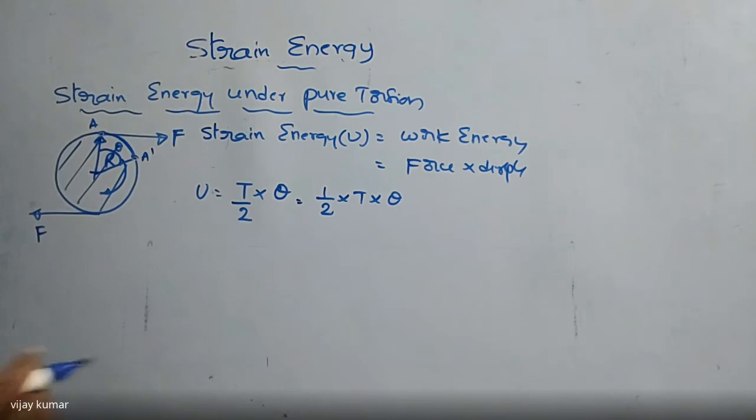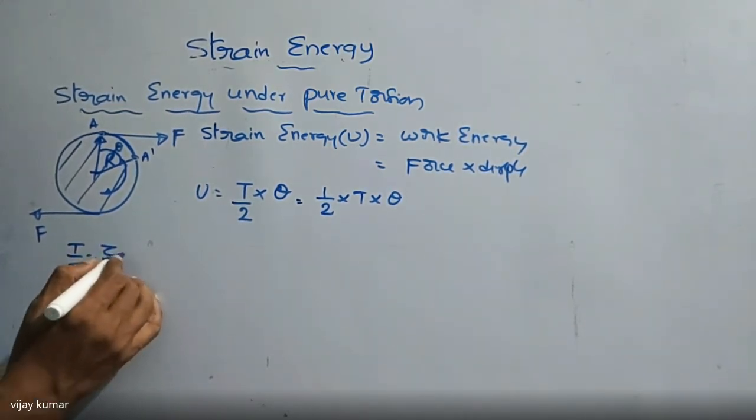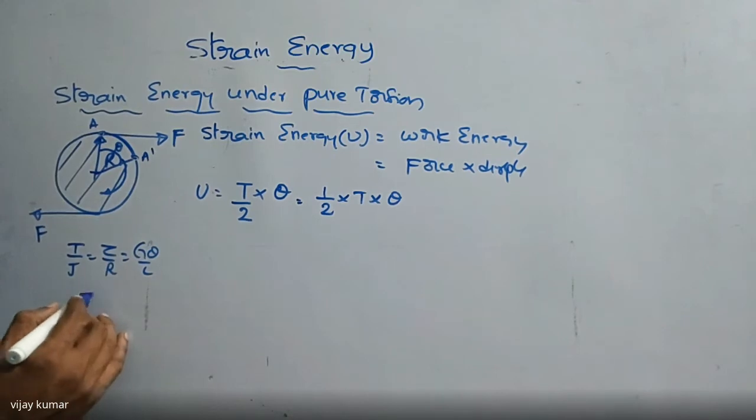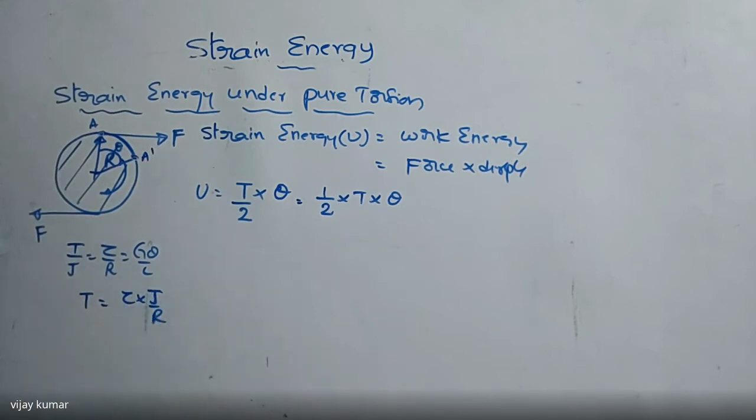But we know the torque equation. T by J is equal to tau by R is equal to G theta by L. That is the torsion equation. All of you know very well. Have you got my point? So from this equation, I am writing T is equal to tau into J by R.